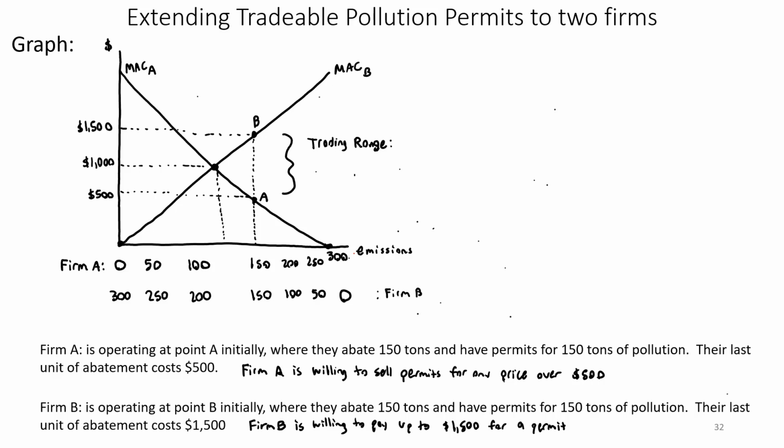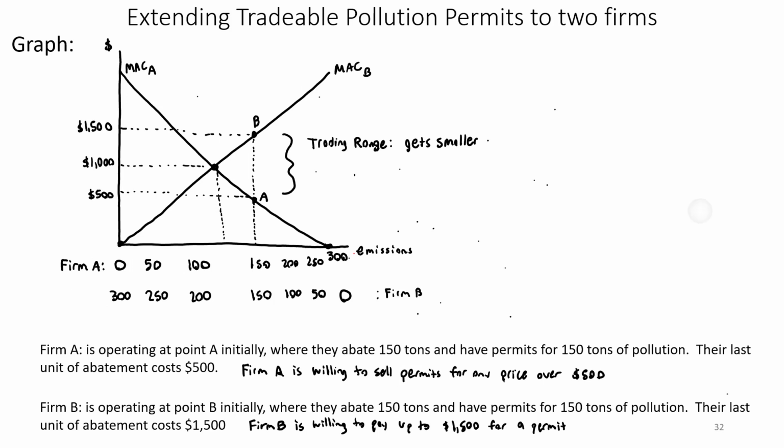Now, as they continue to trade these pollution permits, this trading range is going to get smaller until it gets to an equilibrium. So the more they buy and sell permits, this range is going to get smaller and smaller until we reach an equilibrium here. And at that equilibrium, the last permit will get sold or traded for 1,000.